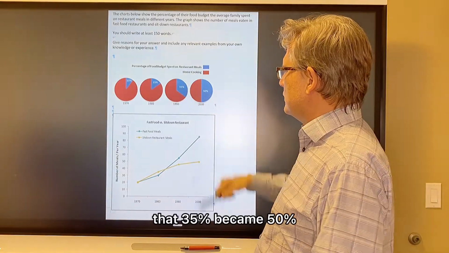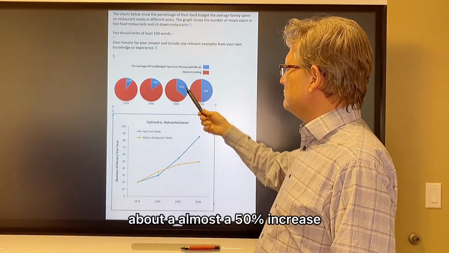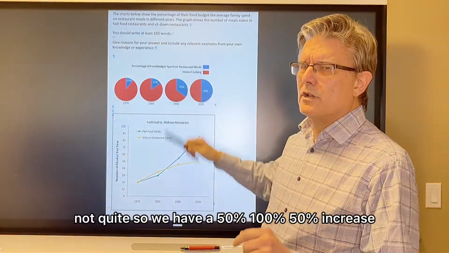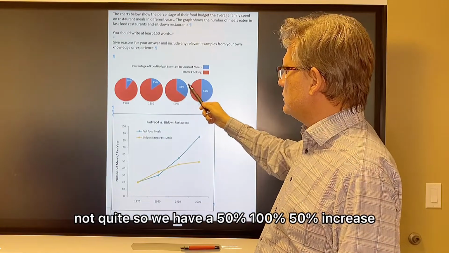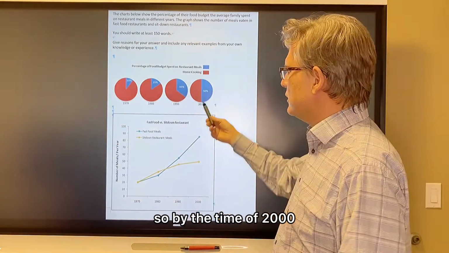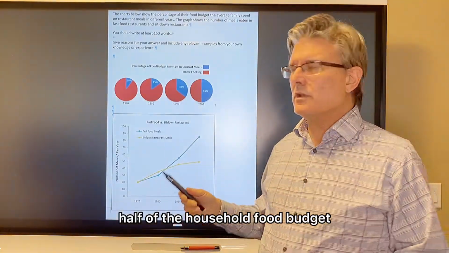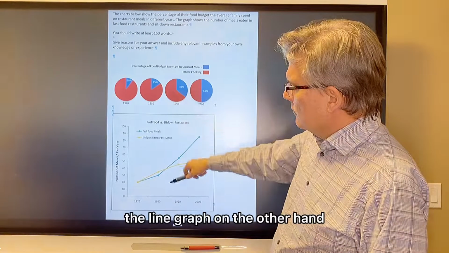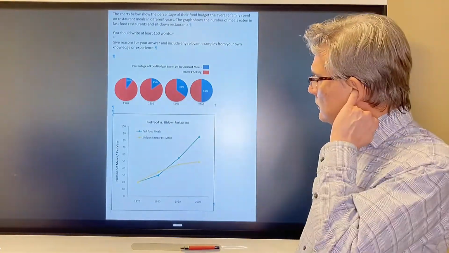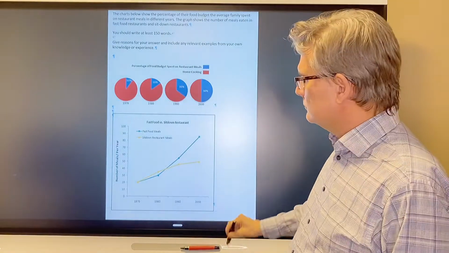That 35% became 50%, almost a 50% increase, not quite. So we have a 50%, 100%, 50% increase. So by the time of 2000, half of the household food budget is spent on eating out. The line graph, on the other hand, shows where that eating out took place.